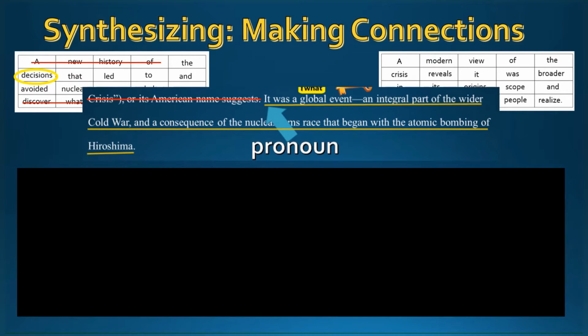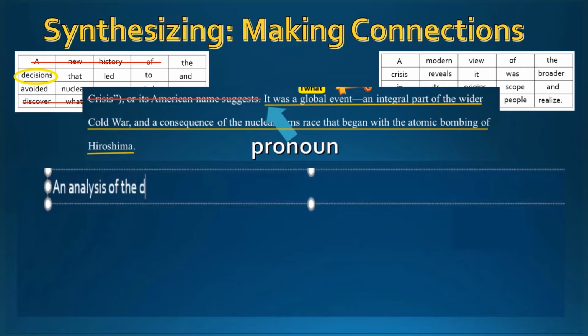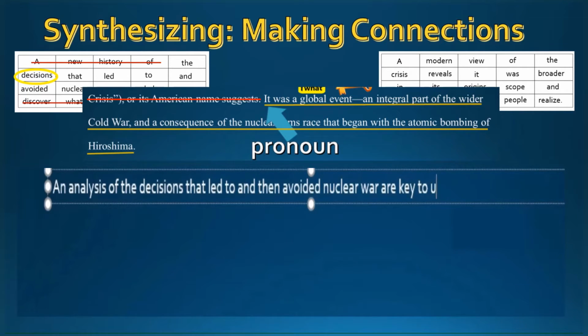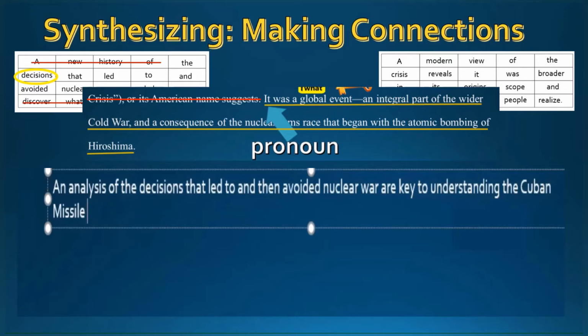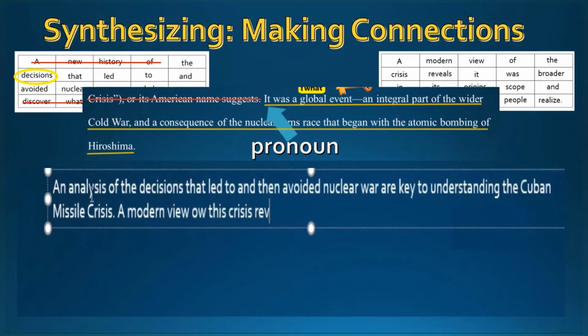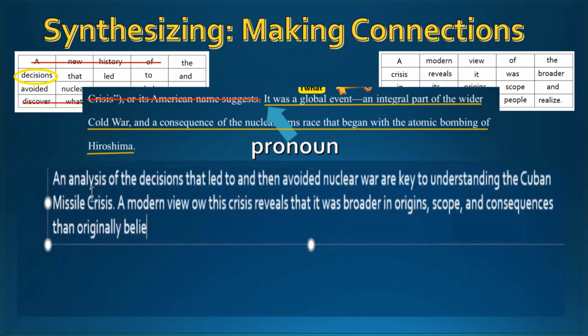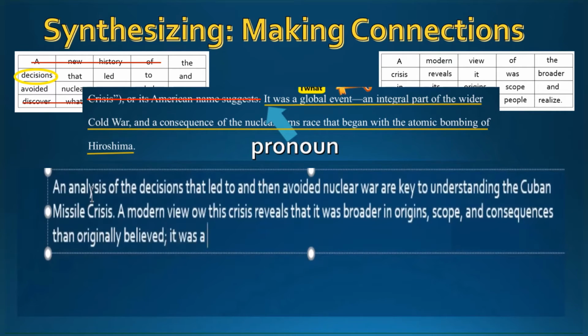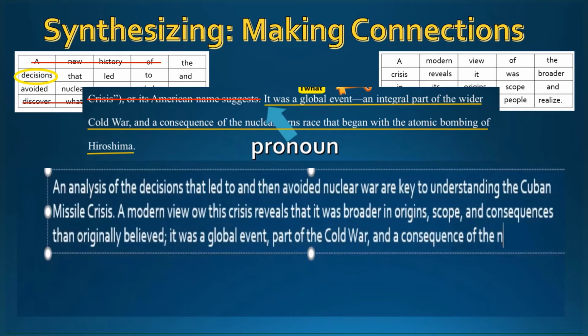I know the author wants us to analyze the decisions, so I'm going to use the word analysis. An analysis of the decisions that led to and then avoided nuclear war are key to understanding the Cuban Missile Crisis. Got it. And then I'm going to incorporate the second part. A modern view of this crisis reveals that it was broader in origin, scope, and consequences than originally believed. And the last part, it was a global event, part of the Cold War, and a consequence of the nuclear arms race that began with Hiroshima.